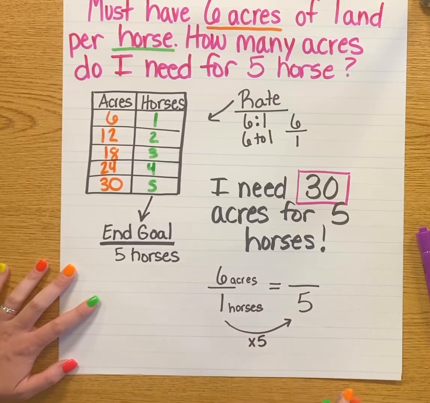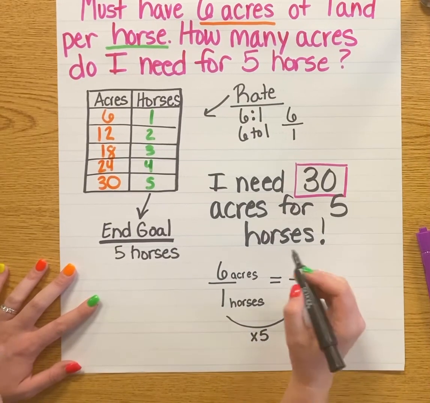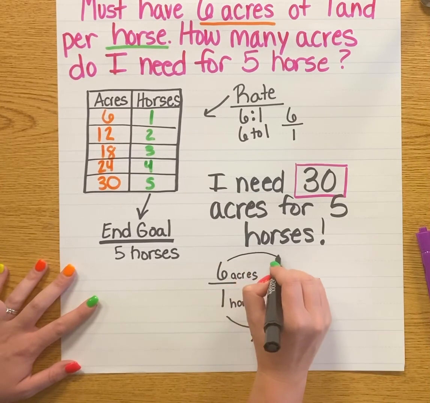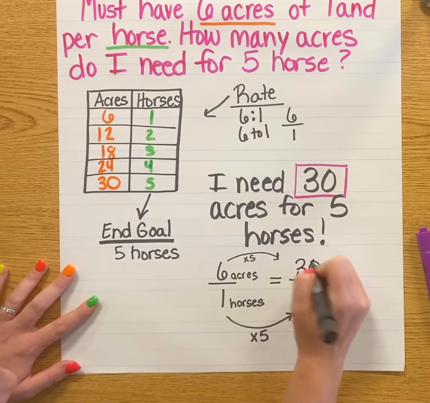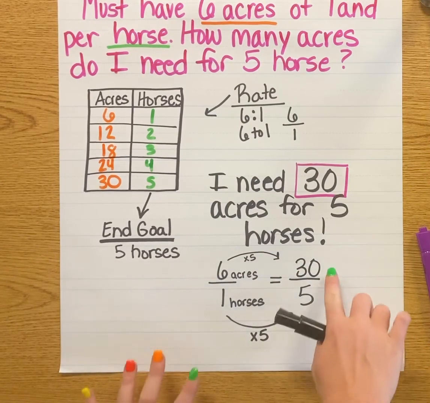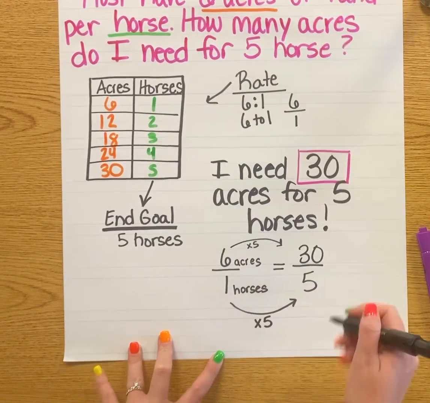Okay, so I have to think, how can I get from 1 to 5? I could have multiplied by 5. So what you do to the bottom, you have to do to the top. 6 times 5 is 30. So same thing, 30 acres for 5 horses.